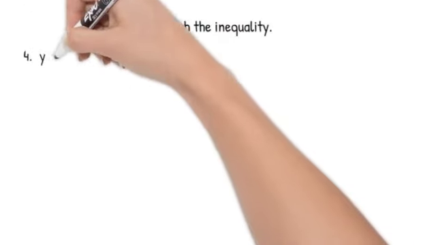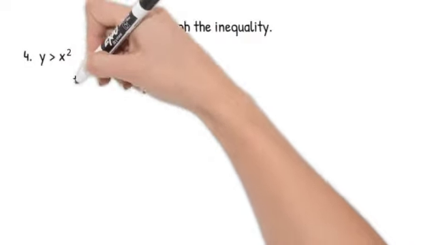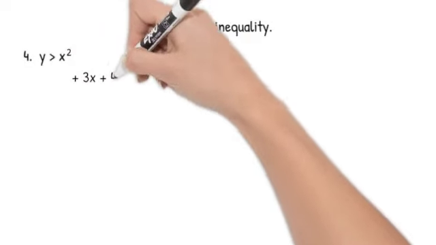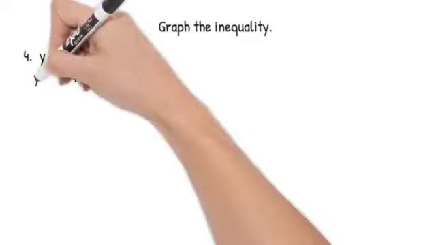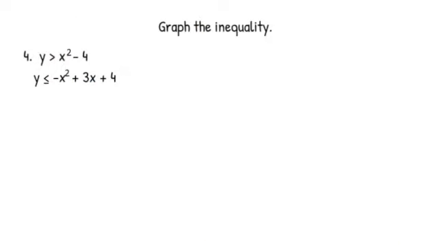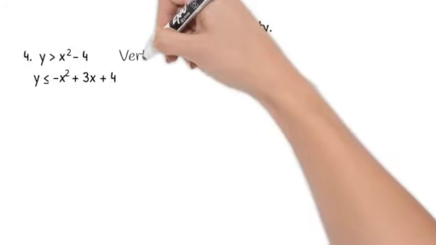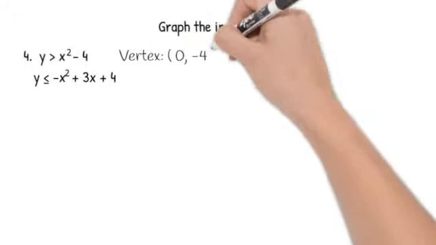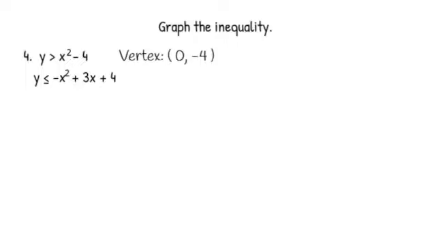So let's try number 4. y is greater than x squared minus 4, and y is less than or equal to negative x squared plus 3x plus 4. Okay, in that first equation, find your vertex by first finding x, negative b over 2a, plug it in, find y, and we get 0, negative 4.